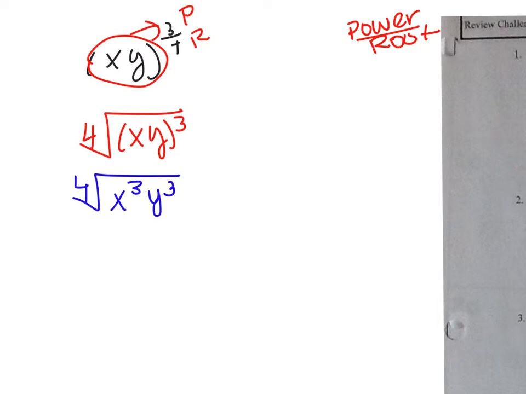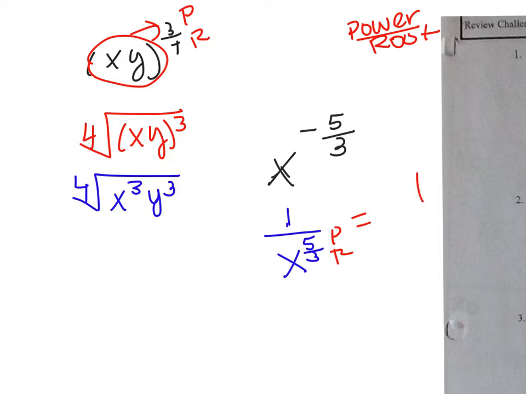If we have x to the negative 5/3, now remember, in order to do power over the root, you have to have a positive exponent. So to make this exponent positive, you put it into the denominator. So it's 1 over x to the positive 5/3 power. Now you could do power over the root. So it'd be 1 over the 3rd root of x to the 5th power.